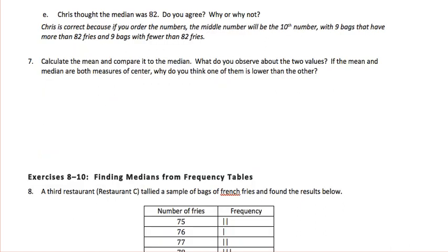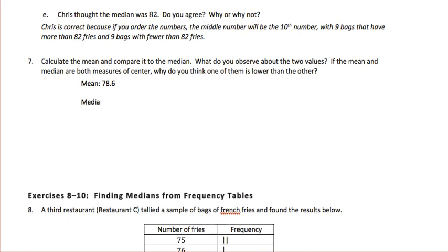If we then calculate the mean and compare it to the median, we'd find the mean is 78.6. And remember, the mean is when you add up, find the sum of all the numbers, and divide by the number of numbers. Where the median is the middle number. That's what we've been working with during this lesson. Median is the middle number, which we found to be 82.